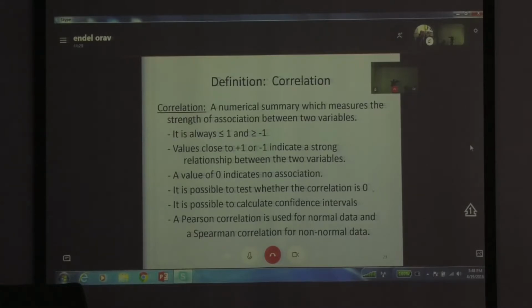You can calculate the correlation between two measurements, test whether the correlation is 0 or not. You can put a confidence interval around the correlation coefficient. If the data are normal, Pearson correlation is what you generally use. Not normal, with outliers, generally Spearman correlation. Hopefully, again, this is a very quick review of a notion that you had from a prior course.